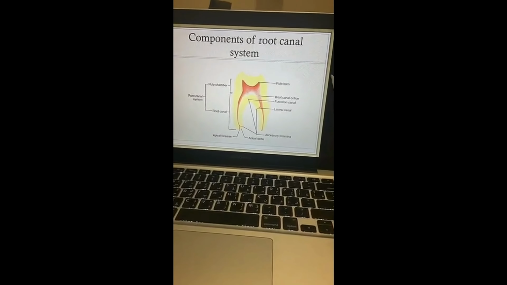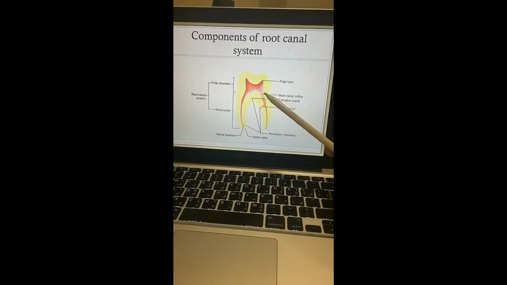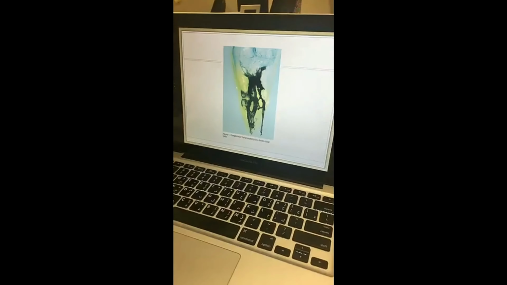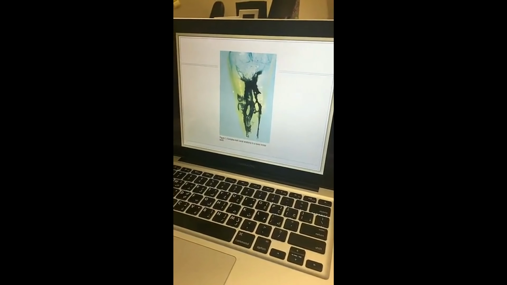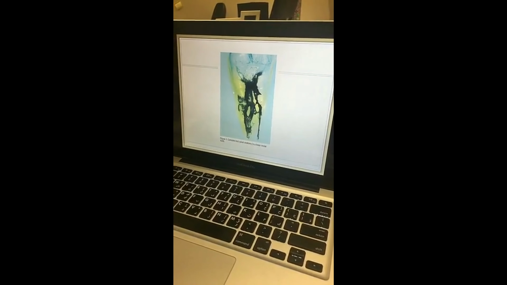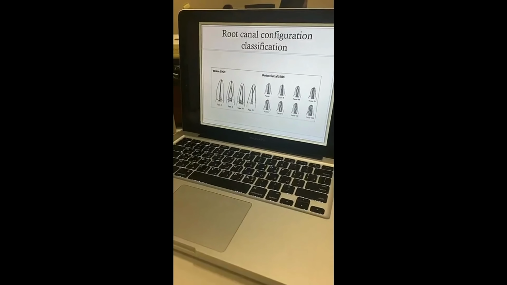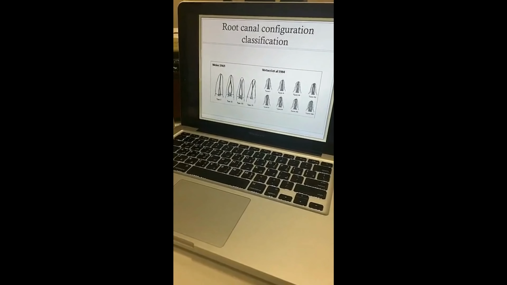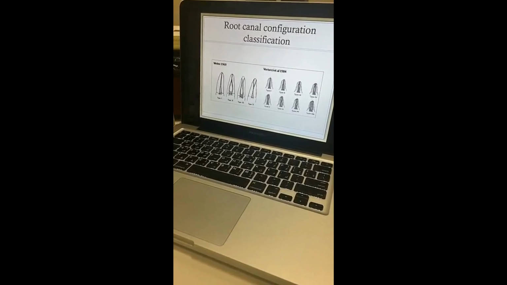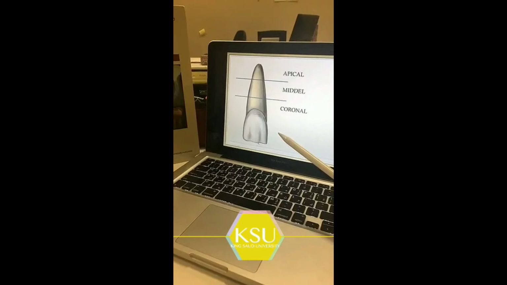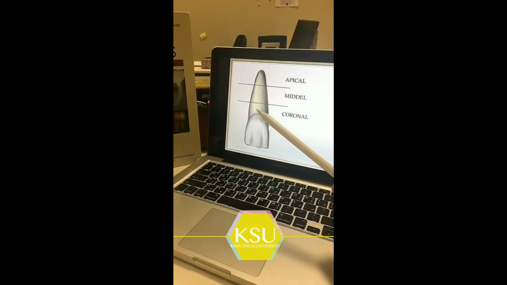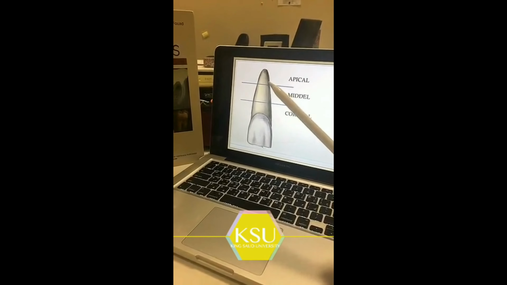These are the components of the root canal system: the pulp horns, orifice, apical foramen, and this is the pulpal floor. Always put in your mind that root canal system anatomy is very complex and simple, straightforward anatomy is really rare. We have a lot of classifications of root canal configuration, but the most commonly used are Weine 1969 and Vertucci 1984. You have to consider that root canal anatomy is different in the coronal third, middle third, and apical third.